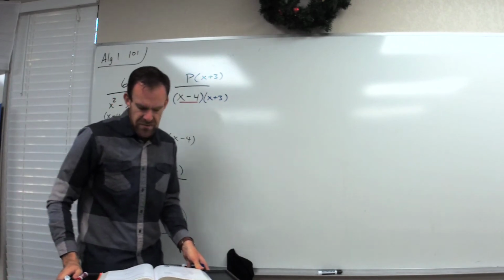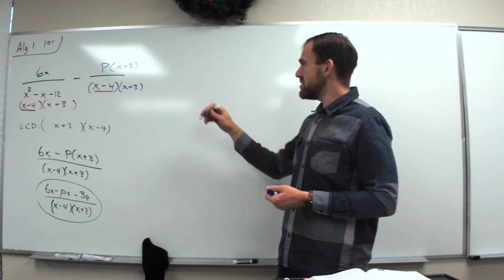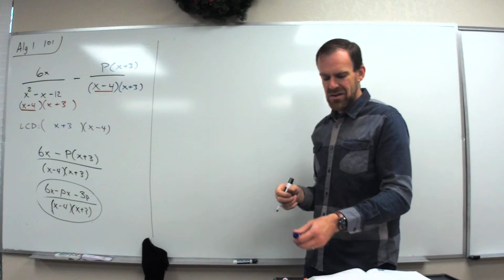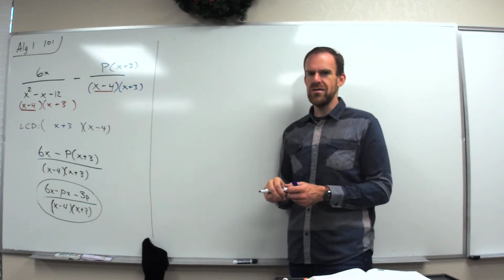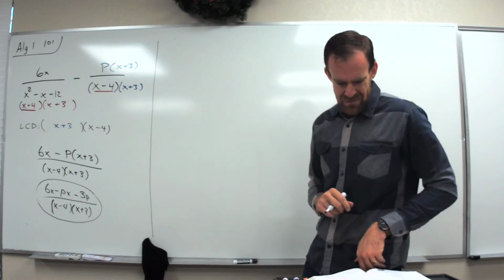So that's it. What I need you guys to do is factor the denominator first before you find the least common denominator. Because you may find that some of the denominator is included in both.